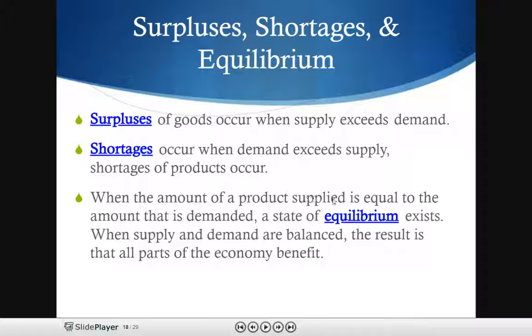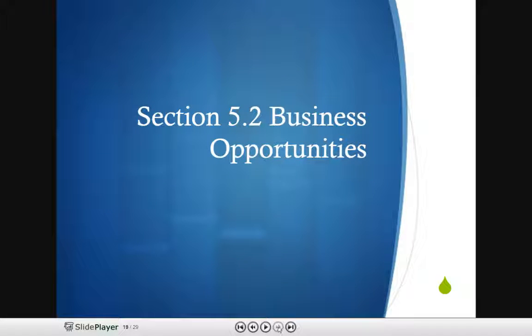When the amount of a product supplied is equal to the amount that is demanded, a state of equilibrium exists. When supply and demand are balanced, the result is that all parts of the economy benefit. Price is not too high for the consumer. The price is not too low for the company to make a profit. So everyone benefits. Win-win, as they say.